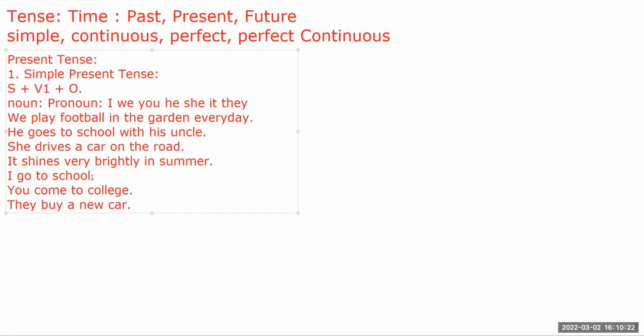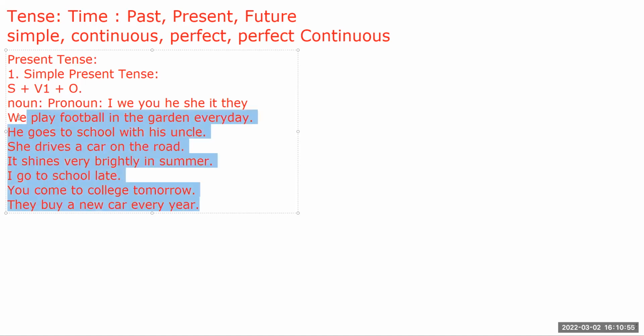Okay. I go to school late. Okay. Anything you can add here. You come to college, I can say tomorrow. So it depends upon me what I would like to say. They buy a new car every year. Okay, so something like this. But all these sentences are in simple present tense.